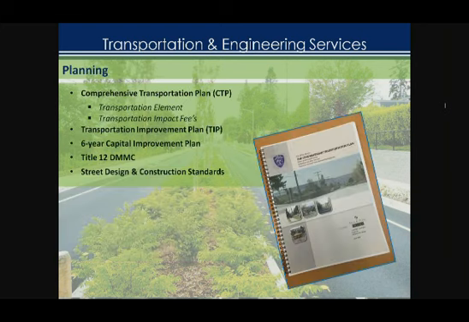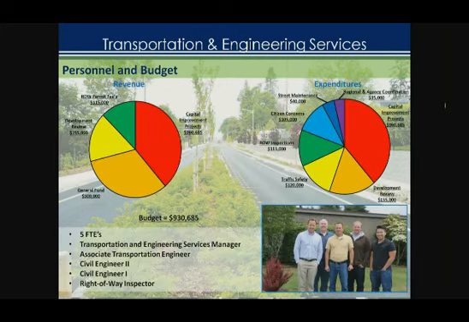We do our planning work, so we have a comprehensive transportation plan where we look at the whole network at large. That informs our transportation improvement plan that we adopt every year, and informs our 6-year capital improvement plan. We also have a lot of work we do with the municipal code dealing with city streets, and we update our street construction and maintenance standards. So that kind of concludes the transportation engineering services section.